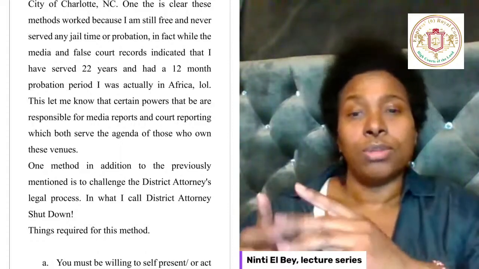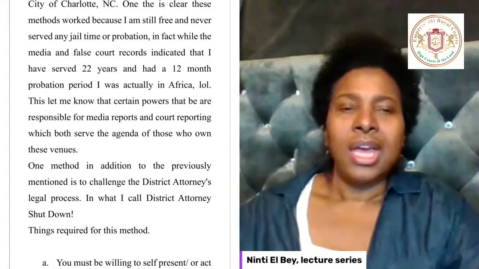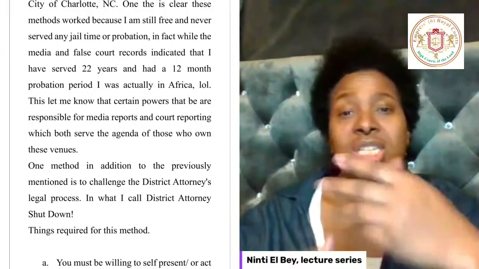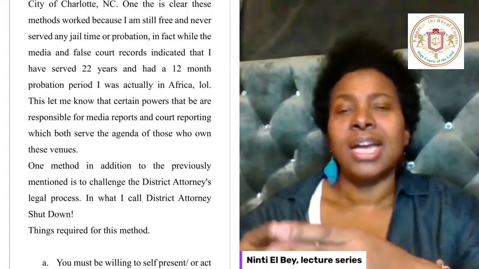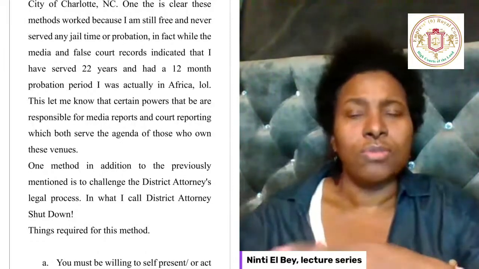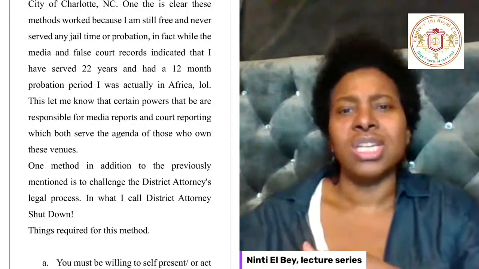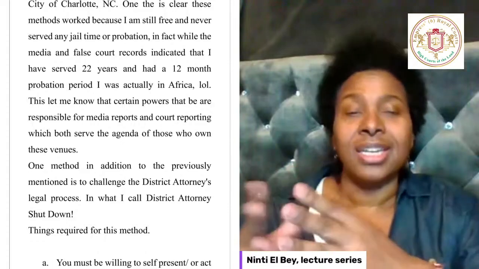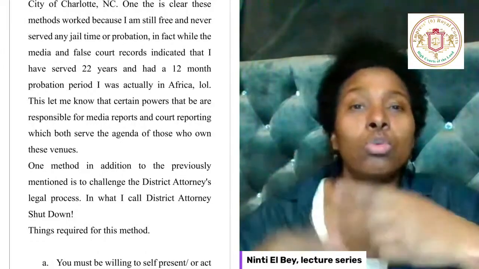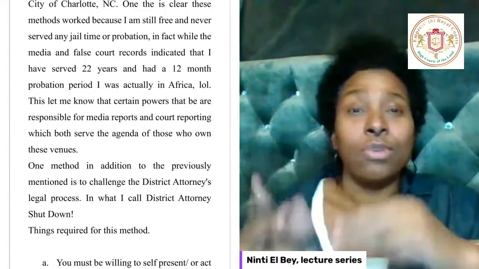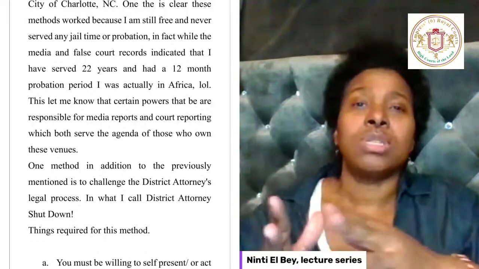One thing is clear, these methods worked because I'm still free, never served any jail time or probation. In fact, while the media had all of these false reports out and the court continued to run false court records in my name, indicating that I served 22 years. In some cases, this was in Florida. News reporters were saying that. And in North Carolina, they had in the records that I was on 12-month probation when I was actually in Africa. The whole time they were saying all of these things because they kept my name and the case rolling for at least 3 to 4 years after I had put my stuff on the record, smashed them, and walked away. But they was trying to hide it.